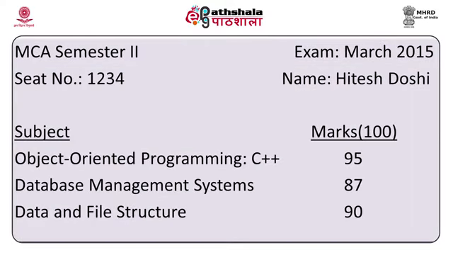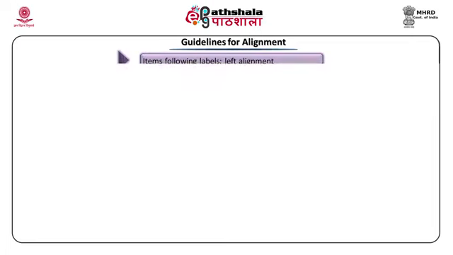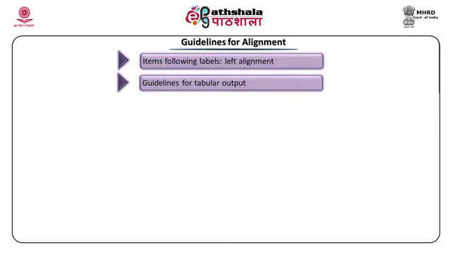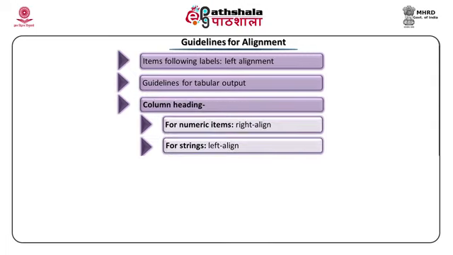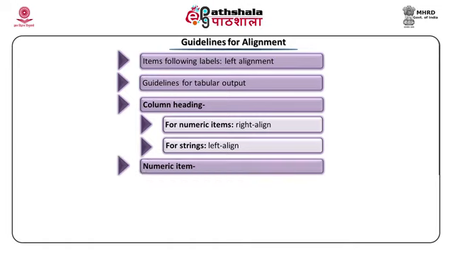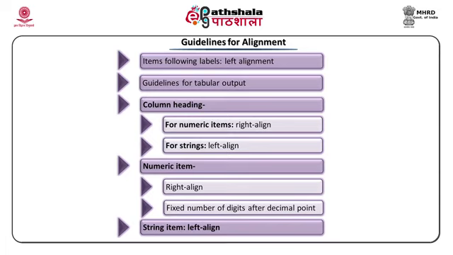Let us first of all understand the guidelines for the alignment. Whenever we display the items with the labels and the value in a single line, we should use left alignment for the output items. Whenever we are using tabular format, in that case the column headings should be left aligned for strings and right aligned for numeric items. In the actual data, the numeric items should be right aligned and the strings should be left aligned.